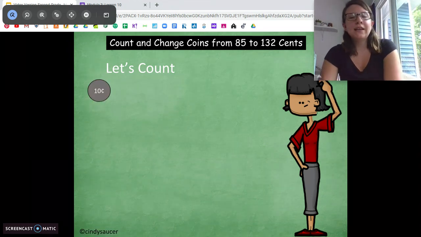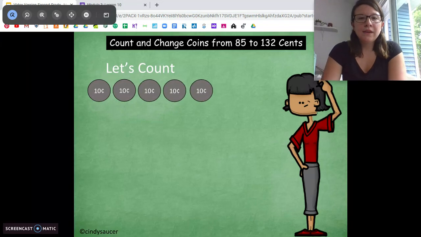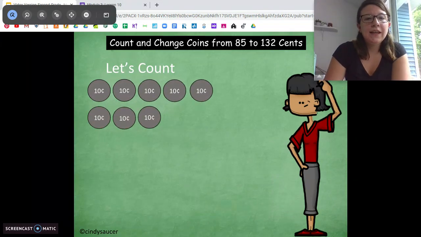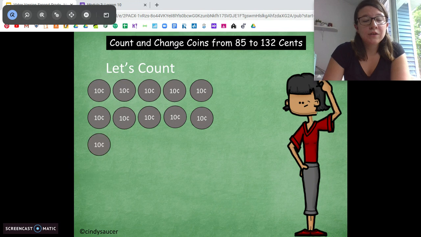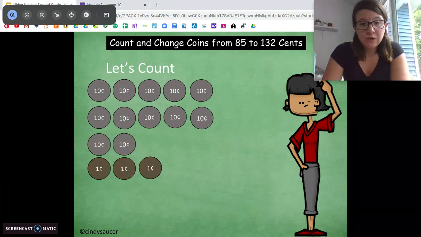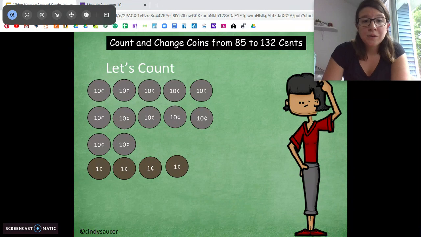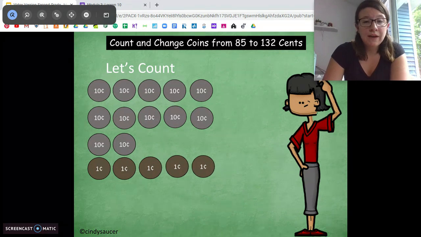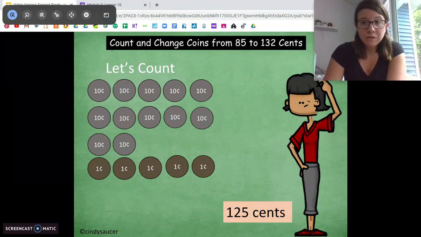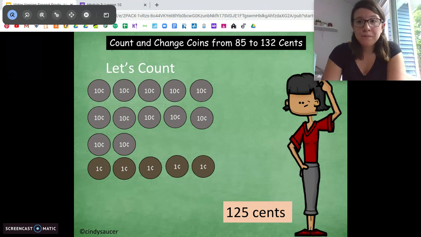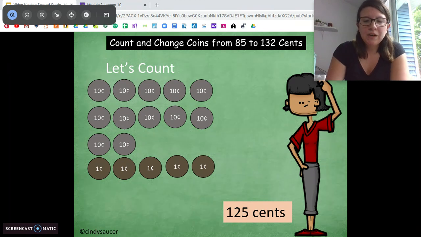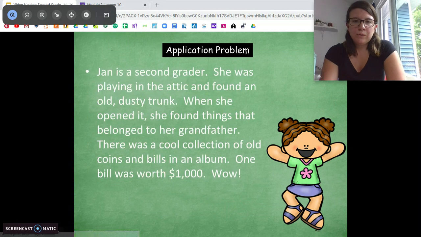Let's count again. 10, 20, 30, 40, 50, 60, 70, 80, 90, 100, 110, 120, 121, 122, 123, 124, 125, 125. Do we have enough pennies to exchange for a dime? Very good. We ended with 125 cents.